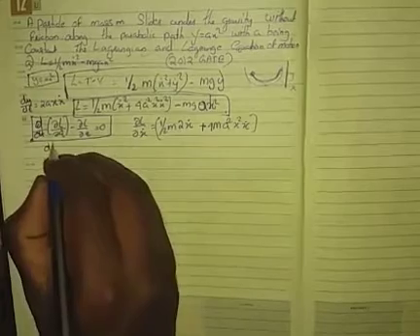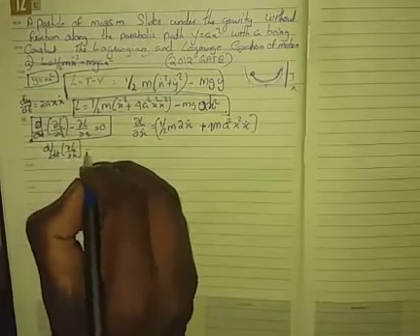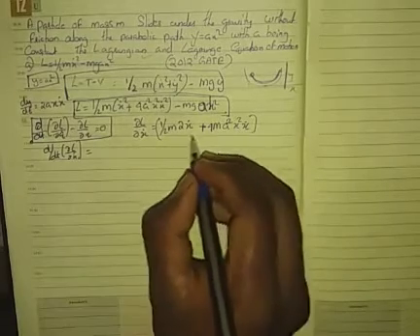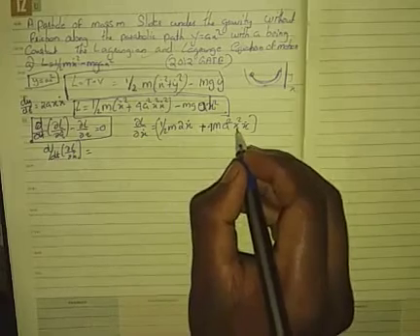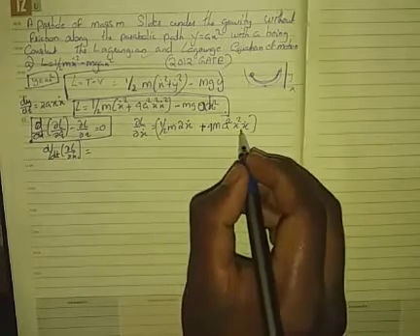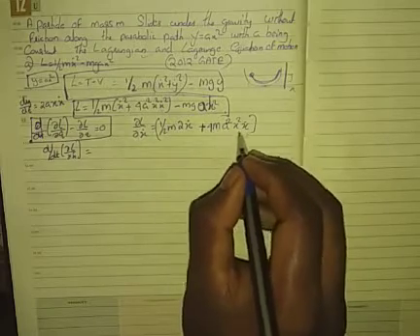Now d by dt of dou L by dou x dot will be the time derivative of this. The first part only has 1 x dot, and x is also time dependent, so we need to take the derivative using the product rule here.